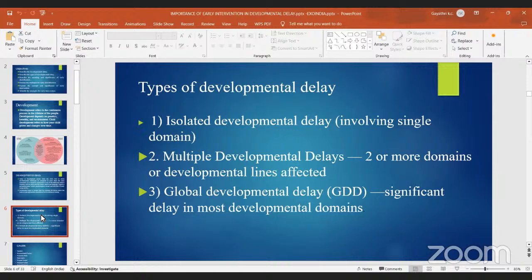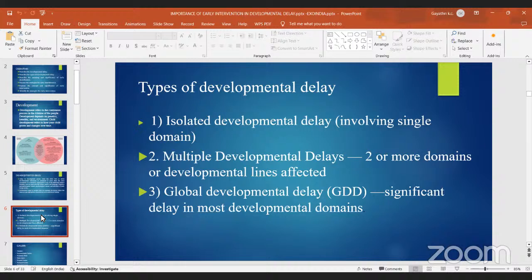First is the isolated developmental delay. Isolated, the word itself reminds you that the baby has been isolated from one point of view to another. That is in the domains gross motor, fine motor, cognitive, language, social language. In these 5 domains, if the baby is isolating himself from any one of the domains, that will come under the isolated developmental delay.